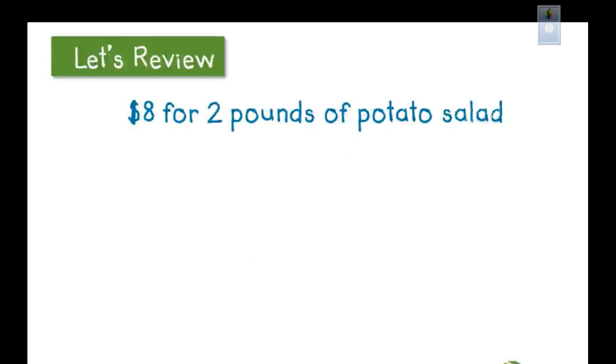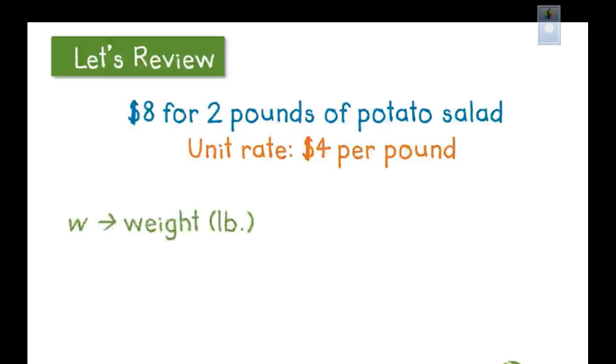Let's review what you already know about equations for proportional relationships. Here's a proportional relationship, $8 for 2 pounds of potato salad. You already know that the unit rate can be found by dividing. In this case, it would be $4 per pound. To write an equation, you pick a variable for the independent quantity. Always your independent on our x-axis, okay? And you would need to multiply that variable by the unit rate, by 4. 4W would give you the cost of any number of pounds.